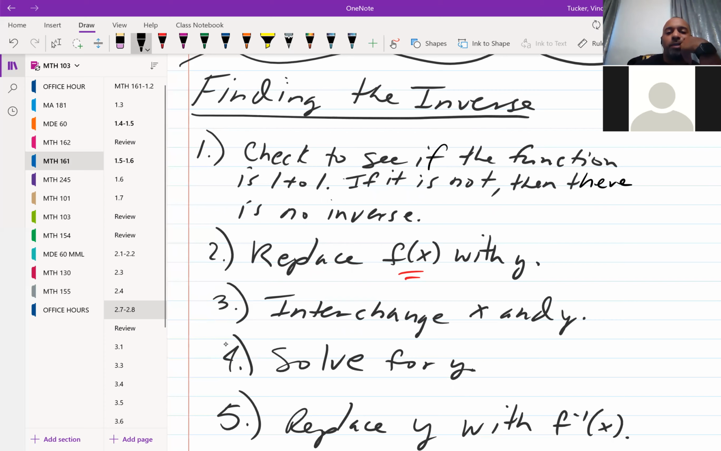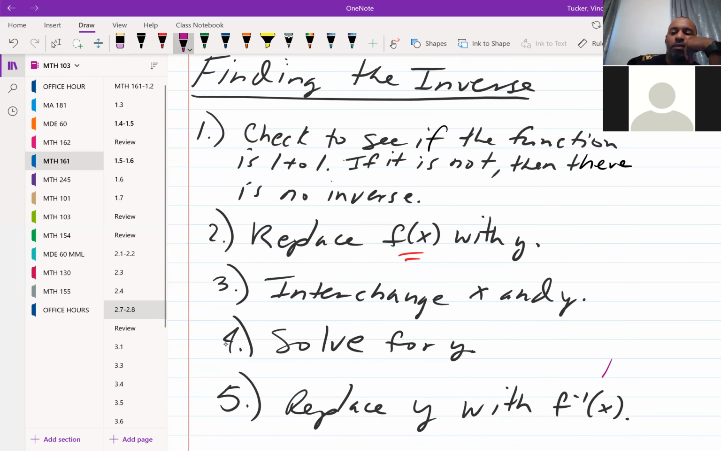But if it is one-to-one, we can replace f of x with y, because remember, those two mean the same thing. Then we'll interchange x and y. Solve for y. And then replace y with f inverse of x, because what we have right there would be our inverse.